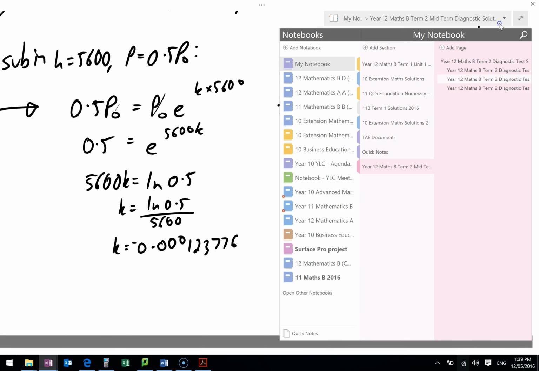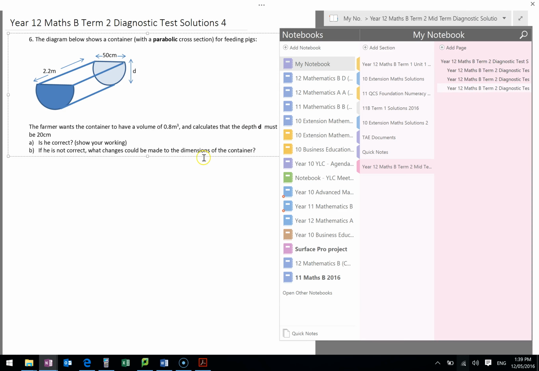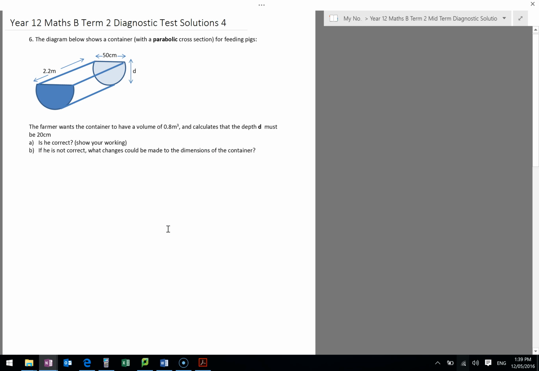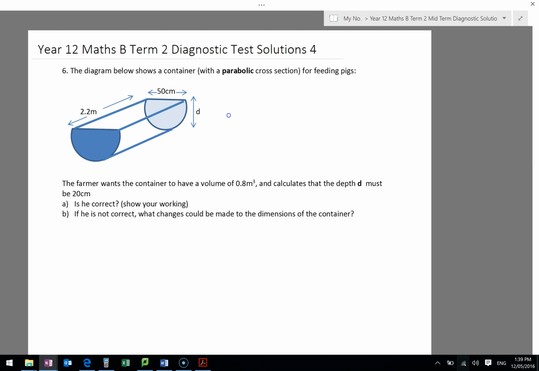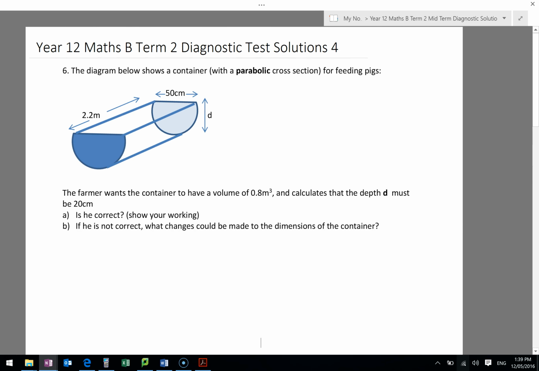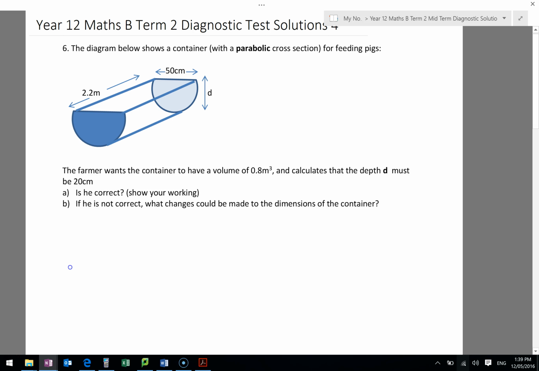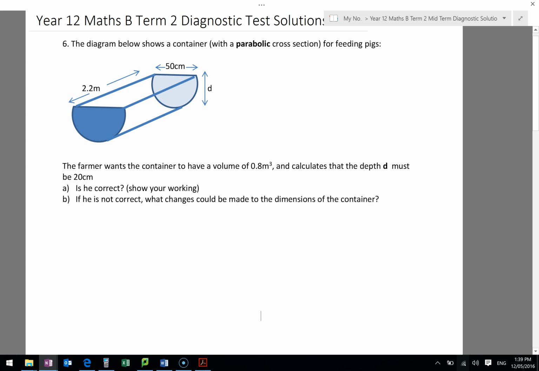A final question. What is the volume of this pig trough? The farmer wants it to have a volume of 0.8 meters cubed and says the depth must be 20 centimeters. Is he correct? Assuming that this is a parabolic cross-section.